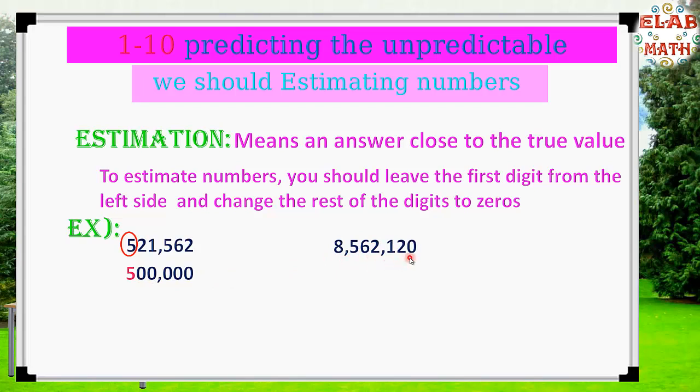Another example, we have 8,562,120. How can we estimate this number? Leave the first digit from the left side without a change. Write 8 and instead of the 6 digits, you should put zeros.